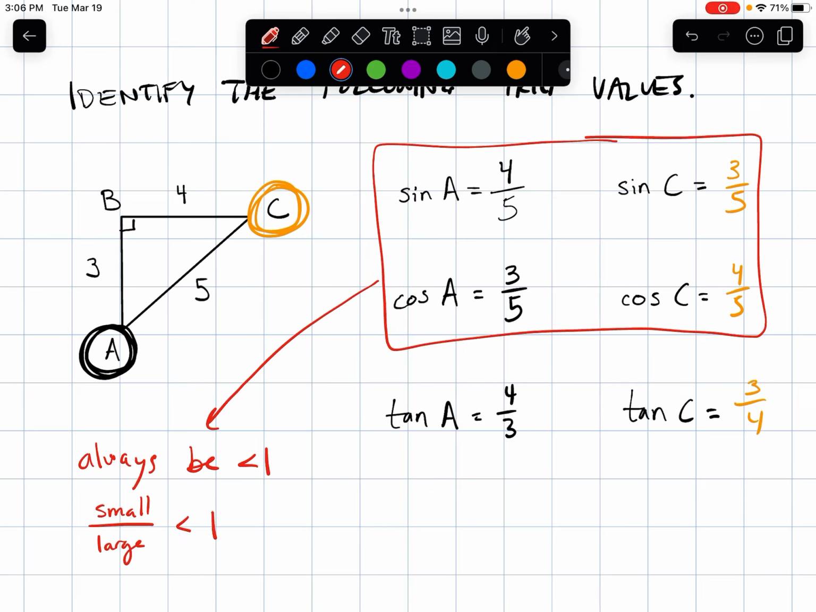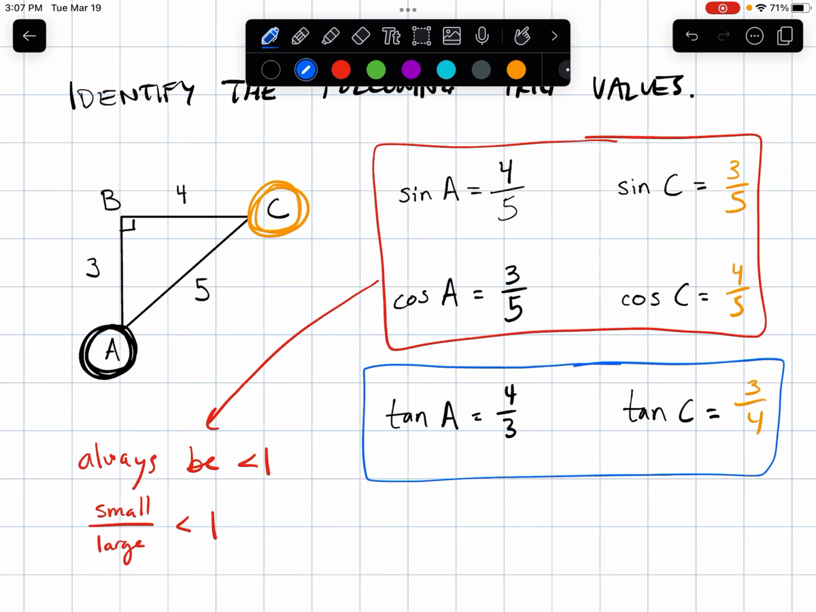So this will never be like 1.2 or 3 or 4 or anything like that, okay? Sine and cosine, you're always going to get fractions that are less than 1. The tangent, however, is a little bit different, okay? It depends on which angle you're looking at, but we can see sometimes this is bigger than 1. Sometimes it's less than 1. All right, this just depends. So there's not really any limit on the tangent.